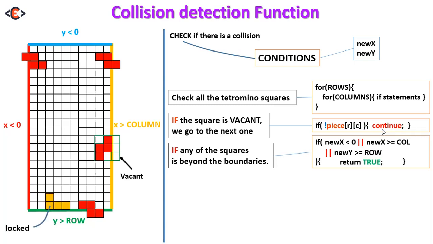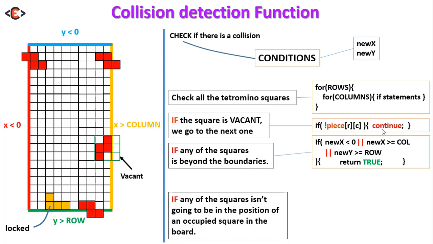Now, if we have a locked piece here, we need to check if our Tetromino squares are not going to go through some occupied squares, like this. So we need to say if the board with the new y and the new x as indexes is not vacant, we return true.